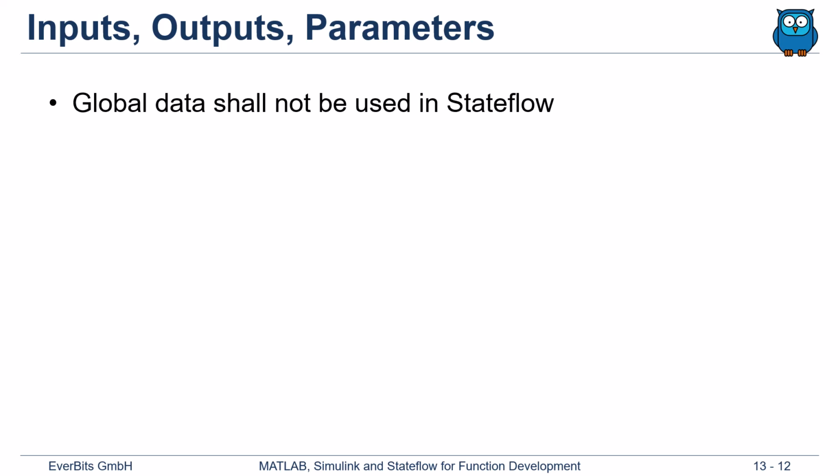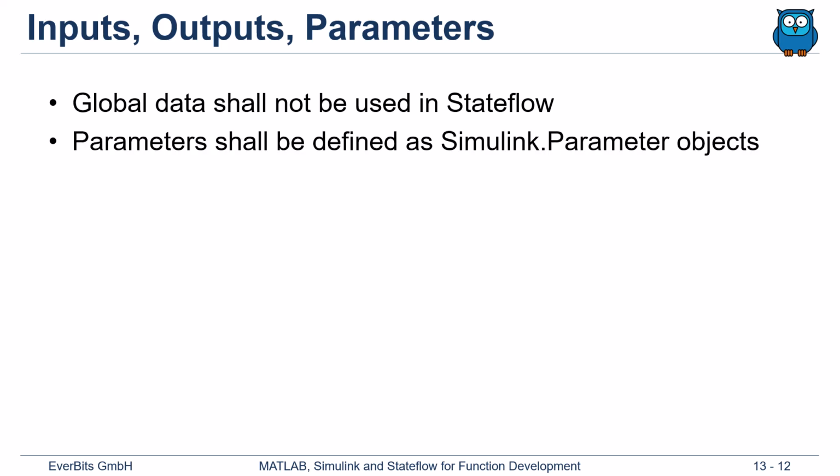For safety-related functions, there are some special ways of how you deal with data for more safety and for memory protection, and so global data is not the best way for your unit design. The parameters shall be defined as Simulink parameter objects. It is especially important because you can define the parameters for the complete project in one single file, say a data dictionary or some kind of Excel file, and we will see some examples for that.